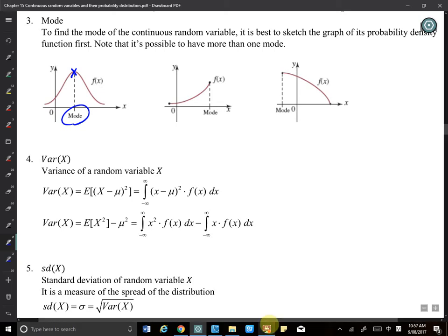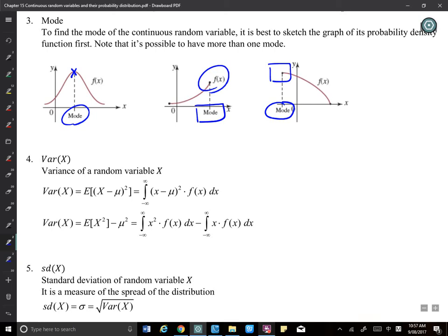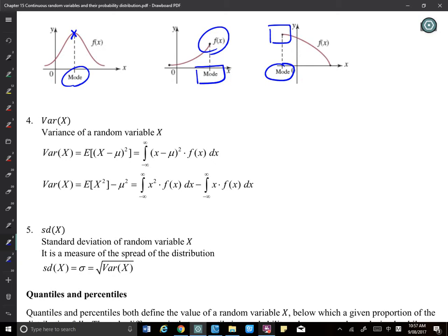On this graph, that is the highest point, then that is called the mode. On this one, that is the highest y value, then that is the mode. The mode is the x value of the maximum point on your density function. Mode is the x value of the maximum point on the density function. So that's your mode.